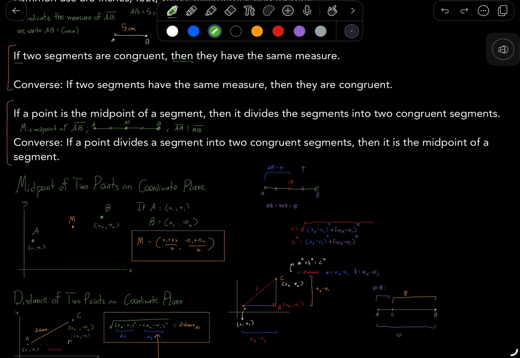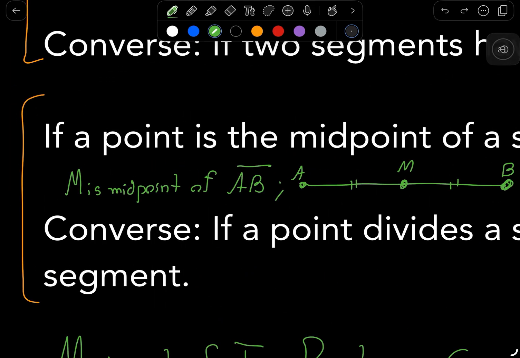Now, another theorem. This one has to do with a specific concept, which is a midpoint. So let's go over what a midpoint is. A midpoint essentially takes a segment and divides it into two equal segments. You can think of it as a middle point. That's how I first learned the concept.